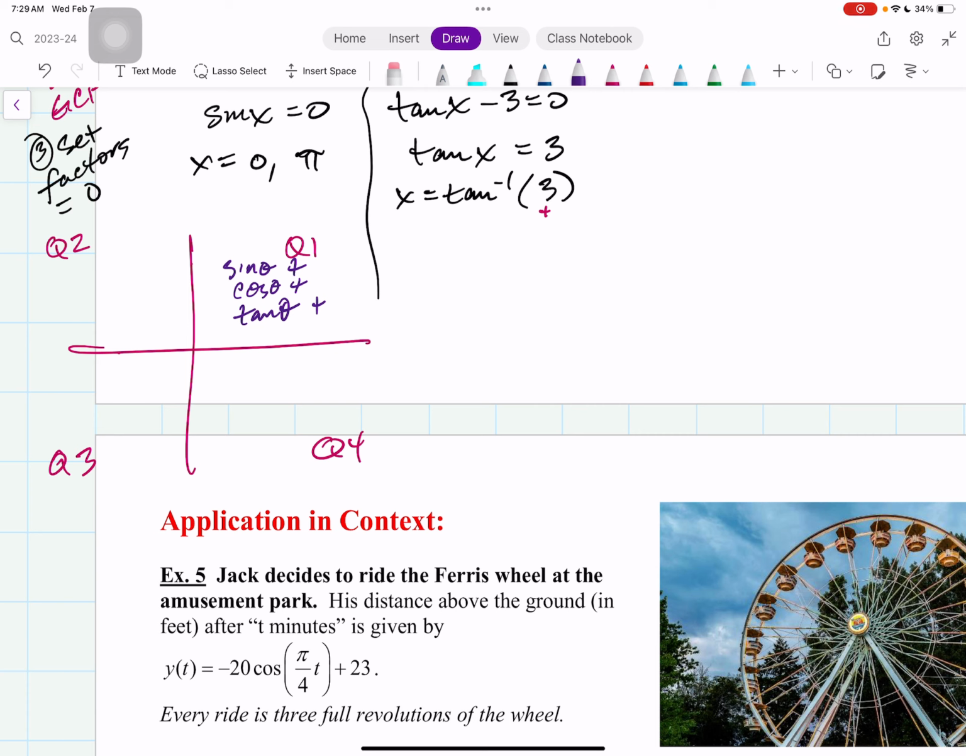In quadrant two, sine of theta is positive, cosine of theta is negative, and if you take a positive divided by a negative, you get a negative. So tangent is negative in quadrant two. Quadrant three, we know that sine is negative, cosine is negative, and a negative divided by a negative is positive, so tangent of theta is positive.